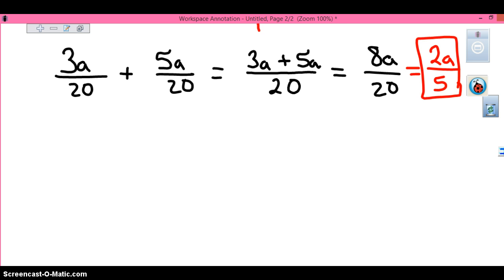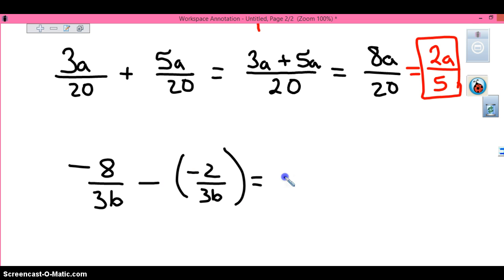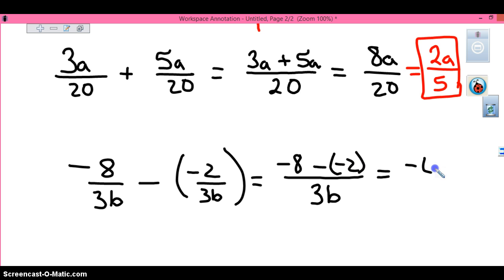Let's try another one. If we have -8/3b minus -2/3b, these are like fractions, they have the same denominator, so we keep the denominator, and we subtract the numerators. Negative 8 minus negative 2 means negative 6 over 3b. This can be simplified by dividing by 3 to negative 2 over b.